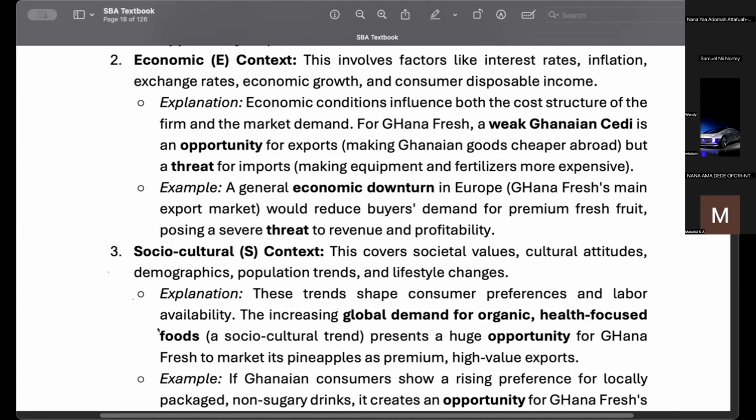This covers societal values, cultural attitudes, demographics. As you just mentioned, people are conscious about their products. People have got values and preferences. There's an increasing global demand for organic, health-focused foods, and people even want to know whether they can trace that this coffee, this pineapple they are buying is free from child labor. You can track the supply chain to see that there's no evidence of child labor.